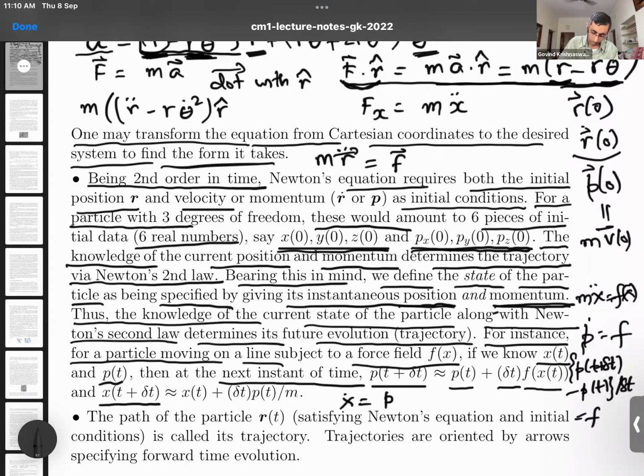P by m. So you get the same thing. You write the x dot as x of t plus delta t minus x of t by delta t. And here you write p of t upon m, multiply and get this. Okay, so we have shown it is absolutely essential that you should know x of t and p of t in order to determine the values at the next instant of time. That is why, this is a second order equation, so it needs two pieces of initial data. Any question about this?